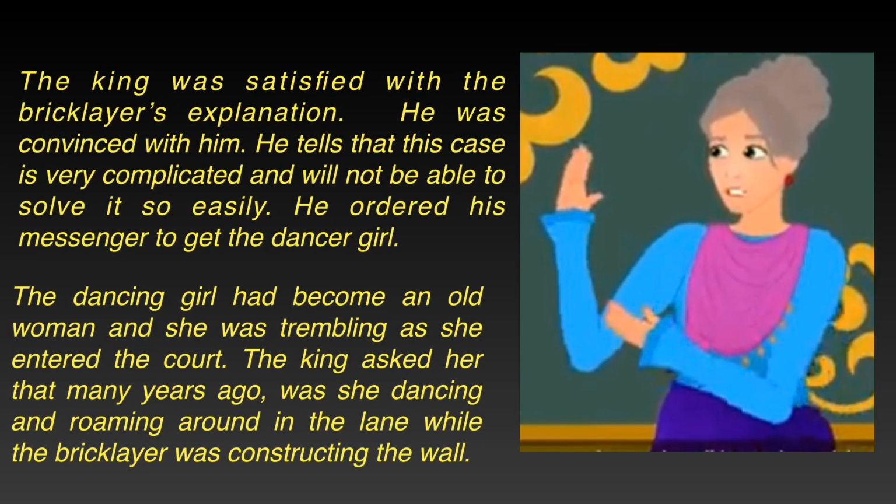The king was satisfied with the bricklayer's explanation. He was convinced by him. He said that this case was very complicated and would not be solved so easily. He ordered his messenger to get the dancing girl. The dancing girl had become an old woman and she was trembling as she entered the court. The king asked her whether, many years ago, she was dancing and roaming around in the lane when the bricklayer was constructing the wall.